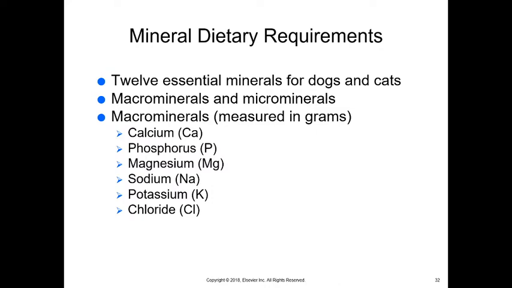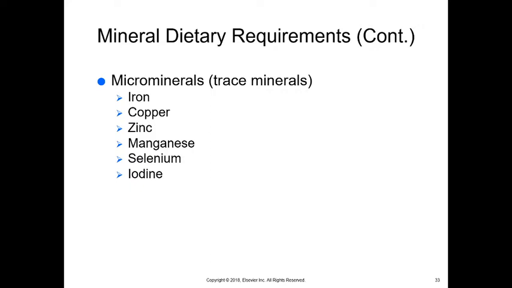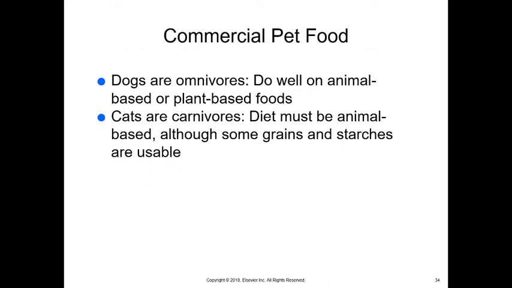So calcium, phosphorus, magnesium, sodium, potassium, and chloride. We often call these electrolytes. These are things that we measure in the blood. Microminerals or trace minerals are things that we need in smaller amounts in the body. Iron, copper, zinc, manganese, selenium, and iodine. These are things that we need for red blood cells to function, for our thyroid to function, for a number of different things in the body.